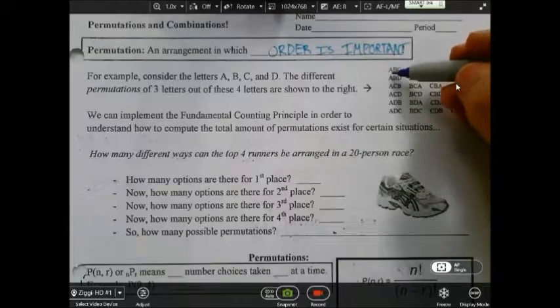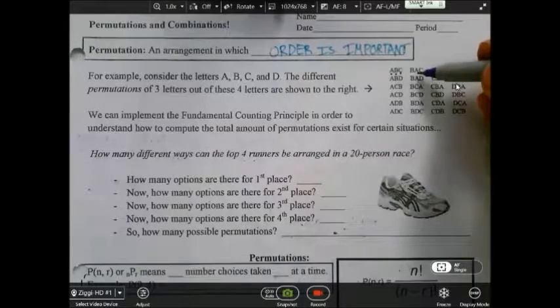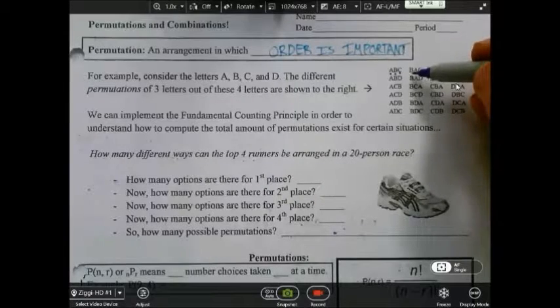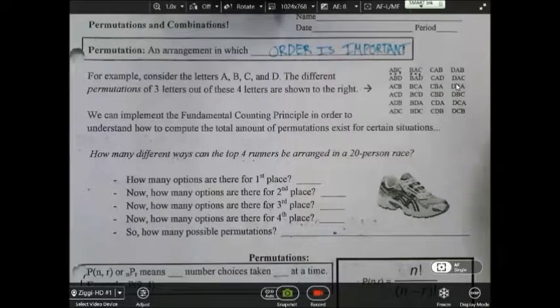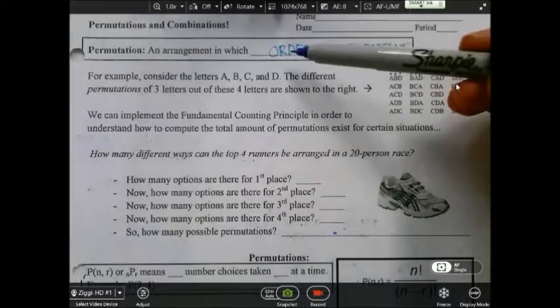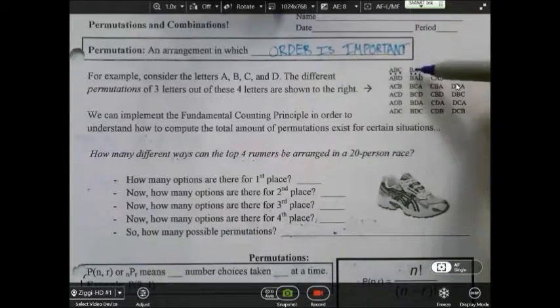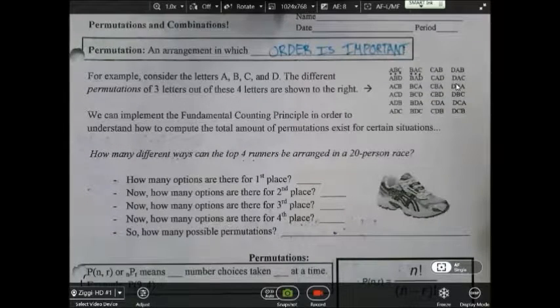Now you'll notice I have A, B, C here. This next permutation also has A, B, and C in it. The same group of letters. However, this group is in a different order. Since in a permutation the order is important, we count these as 2 separate groups.